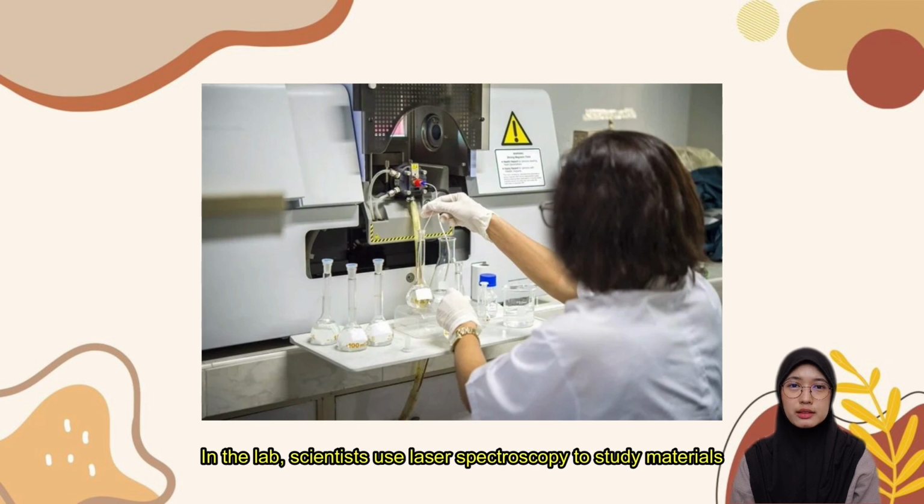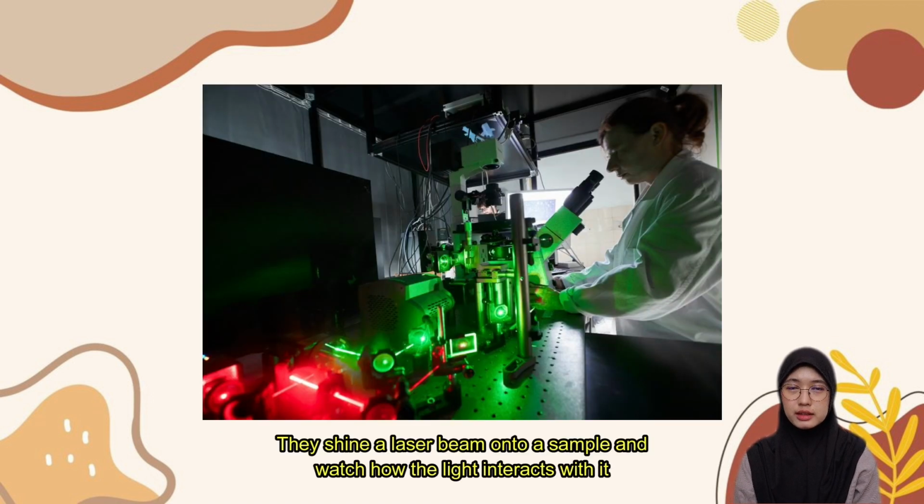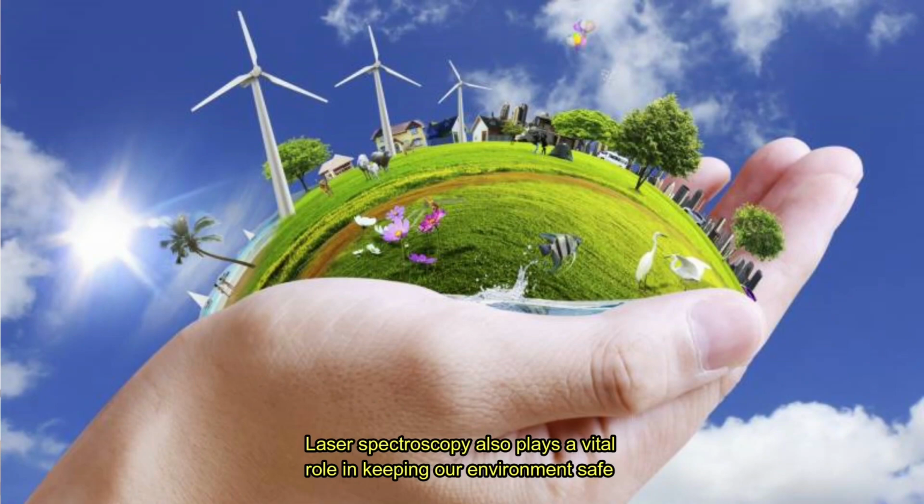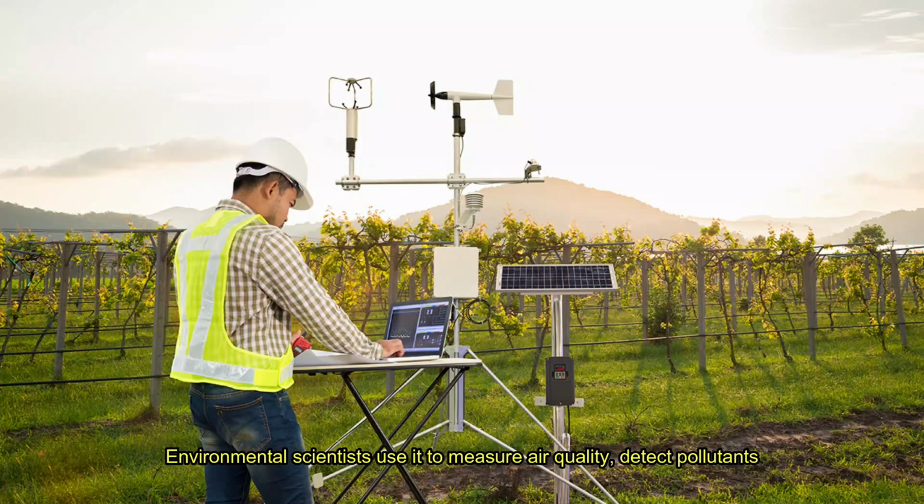In the lab, scientists use laser spectroscopy to study materials. They shine a laser beam onto a sample and watch how the light interacts with it. Laser spectroscopy also plays a vital role in keeping our environment safe. Environmental scientists use it to measure air quality, detect pollutants, and monitor the levels of harmful gases in the atmosphere.